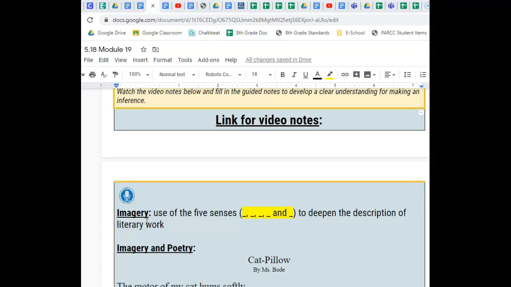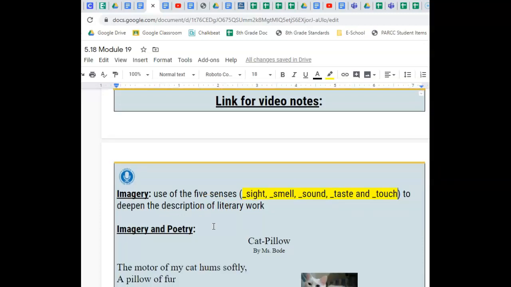So, imagery is the use of the five senses, and please go ahead and type this in as I am typing it: sight, which is like seeing, smell, sound, taste, and touch. So these are our five senses, and they are used to deepen the description of a literary work.